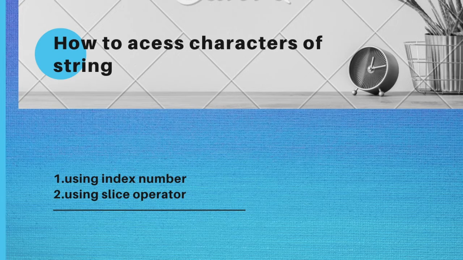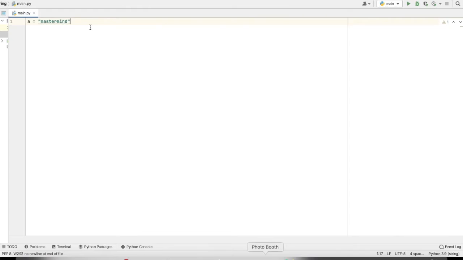So there are basically two methods. One is we can use the index number, and the second one is the slice operator. As I have told you before, a string is an ordered sequence of characters, so every character has a particular index number. First I will give you the example for this index number. Suppose here we have the string mastermind. So always the index starts with 0. So M is 0, A is 1, S is 2, like this there will be index numbers.